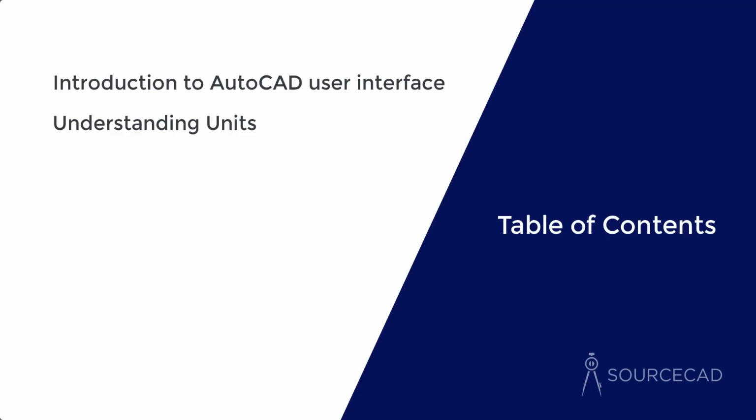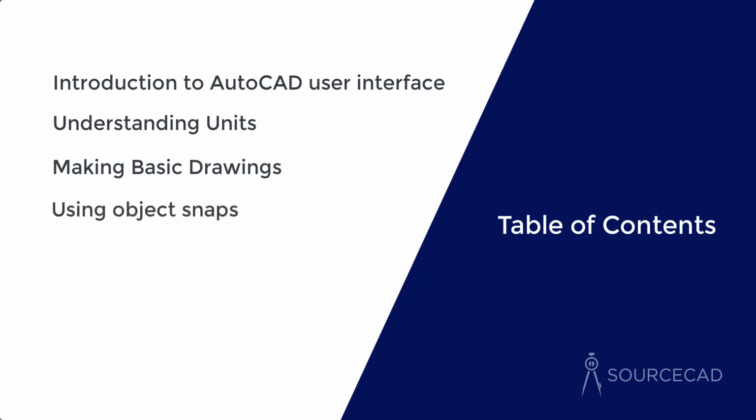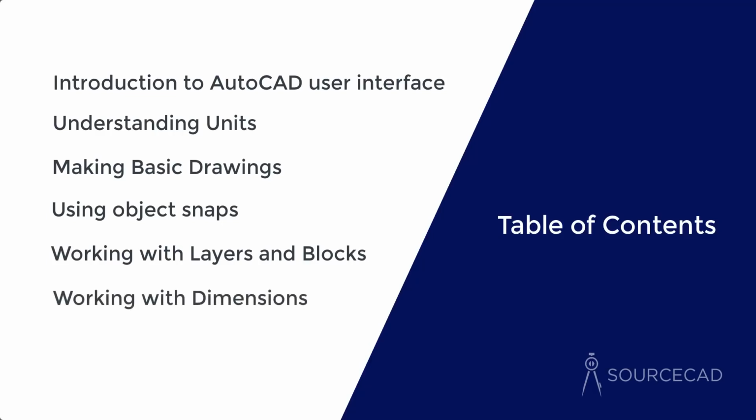Then later on, we'll move to making basic drawings using draw and modify tools, and then we'll learn about tools that let you make precise drawings like object snaps. Further, we'll move into some drawing management tools like layers. Then we'll talk about blocks, which are symbols in AutoCAD, and then we'll talk about making dimensions, and finally we'll print our drawing. So all these things in just this three-part AutoCAD tutorial for beginner series. So let's get started.